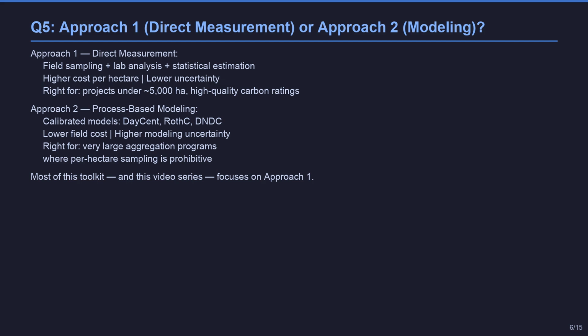Approach 2. Process-based modeling uses calibrated models like DayCent or Roth-C to simulate SOC change. Lower field cost, higher modeling uncertainty. Right for very large aggregation programs where per hectare sampling is prohibitive. Most of this toolkit, and most of this video series, focuses on Approach 1. If you're considering Approach 2, the modeling video is Video 9.